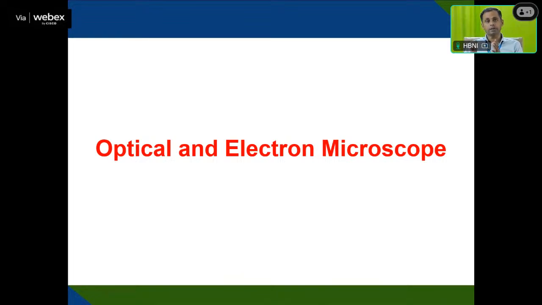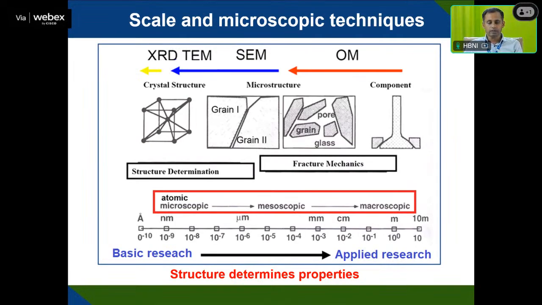But if your size is in the nanometer range, like 200, 300 nanometers, you have to use electron microscopes. So if you look at the scale and the microscopic technique, as I discussed, XRD mainly covers structure determination, the crystal structure information, those things you can see in the atomic, microscopic properties.